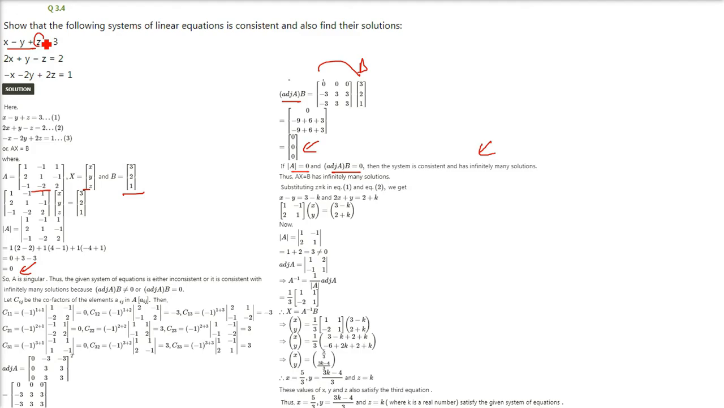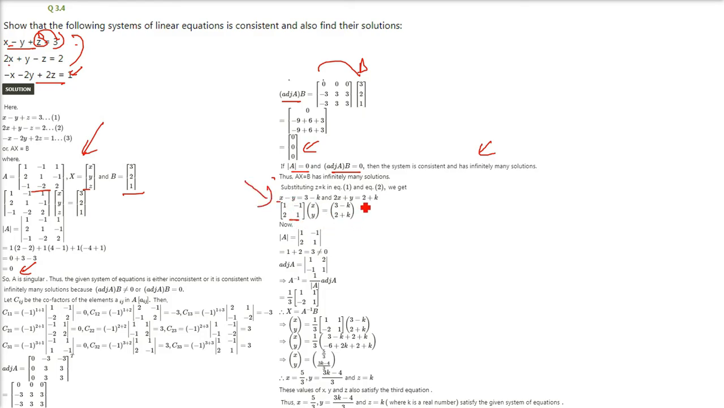Z is k. Now you make it a 2 by 2 matrix, that is, k will go on the right hand side, and then you will do it the same way and find the solution of x and y in terms of k. So x minus y equals 3 minus k, 2x plus y equals 2 plus k, minus x minus 2y plus 2z equals 1 minus 2k. Use this, and same thing you have to do here with the 2 by 2 matrix.